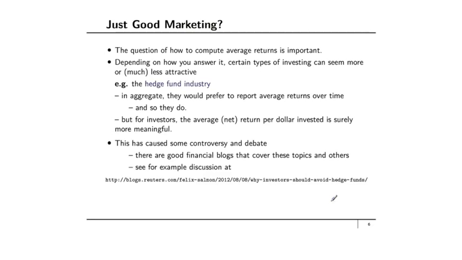However, we as investors should be aware of this and be aware that from our perspective, we care more about average net returns per dollar invested. So if we measure returns this way, we might get a far different average return than that reported by, say, the hedge fund industry. And it's important to be aware of this because there are very different ways of computing returns, and you get very different answers depending on how you compute them. This has actually caused some controversy and debate. There are some financial blogs out there that discuss this topic. A nice blog and a nice discussion of this topic can be found at this URL here. And I'd encourage you to take a look at it and read this discussion.